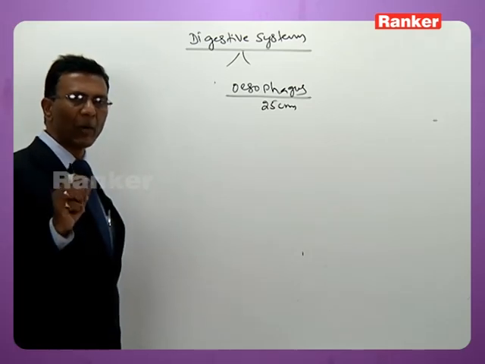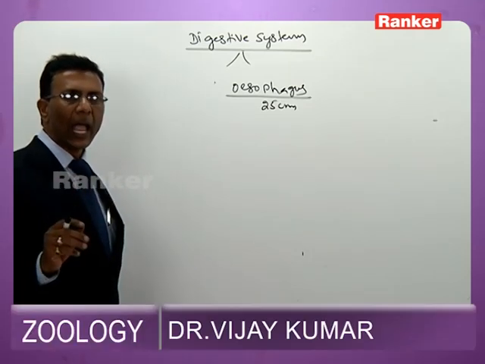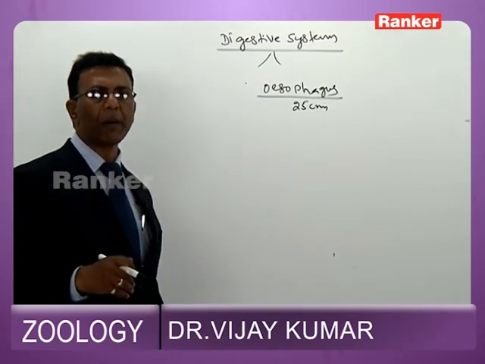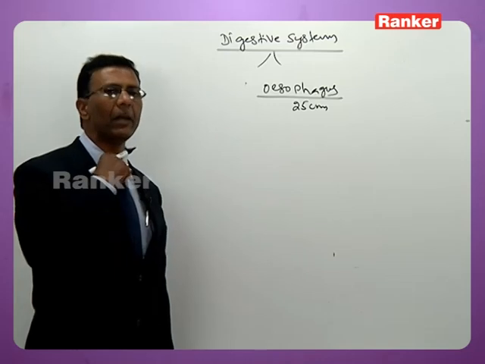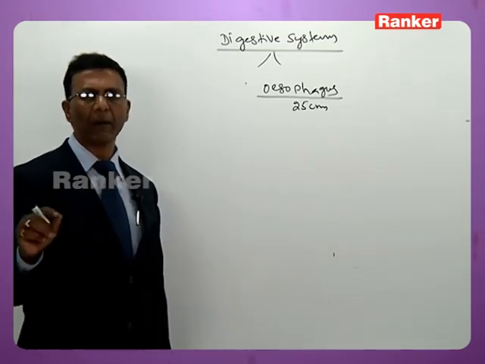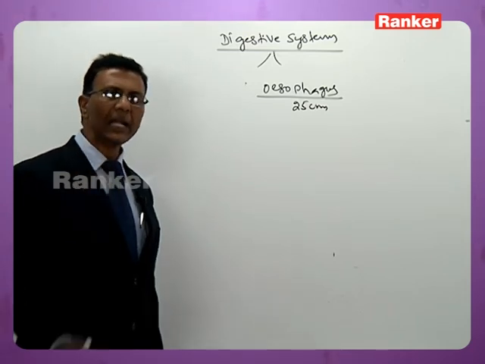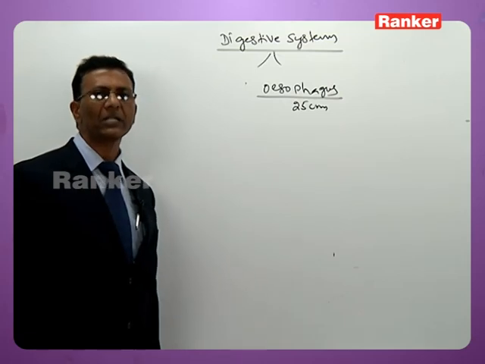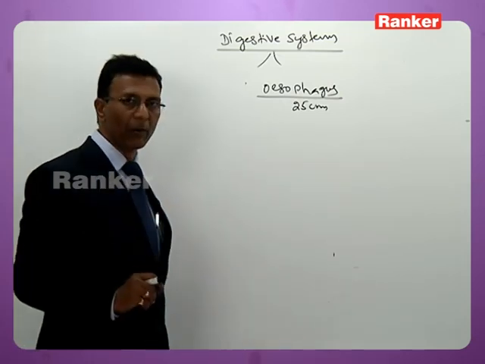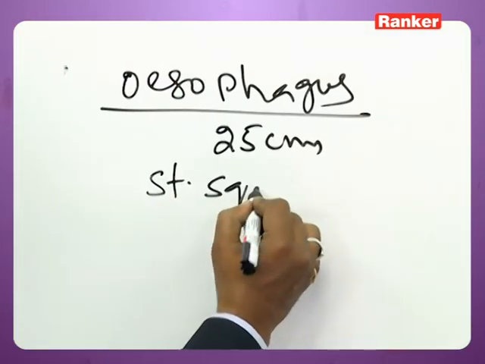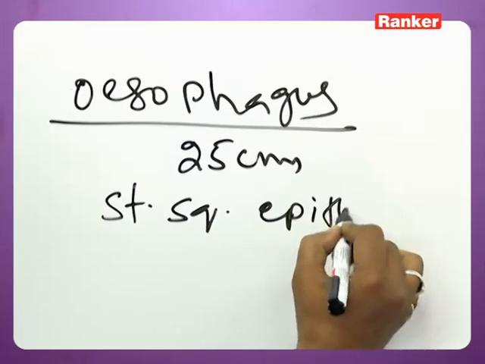Remember important points with regard to the NEET point of view. The anterior part of the esophagus is made up of striated muscles and the posterior part is made up of non-striated muscle. From the middle part of the esophagus till the rectum, the entire alimentary canal is made up of non-striated muscle. However, the anterior part along with the buccal cavity and tongue are made up of striated muscles. Remember that important point. Internally it is lined by stratified squamous epithelium.